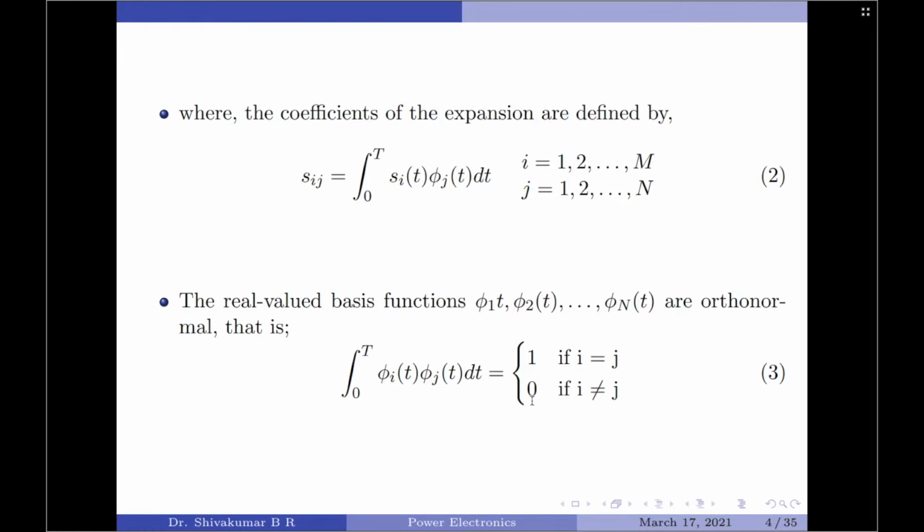The second condition in equation 3 states that the basis functions are orthogonal with respect to each other over the interval 0 to capital T. That is, when i is not equal to j, phi i of t into phi j of t applied over the integral should produce 0. This condition is actually called the orthonormal condition.